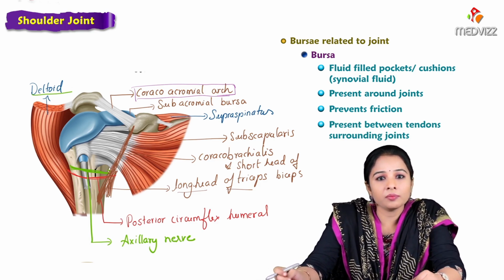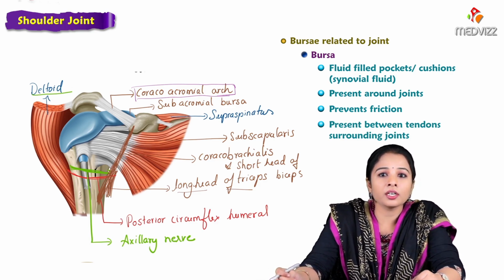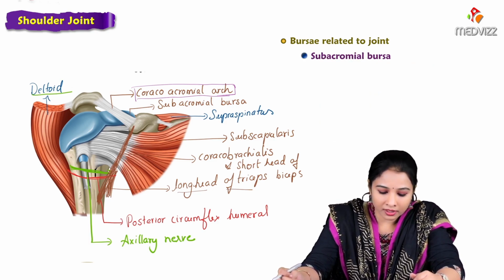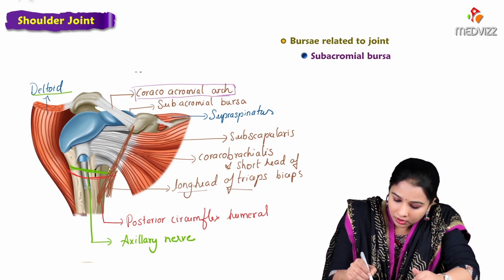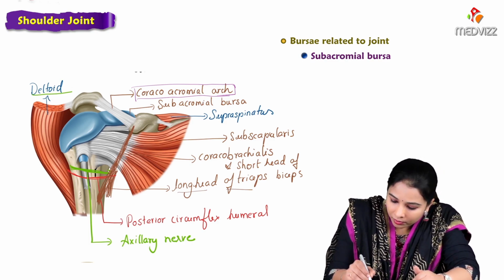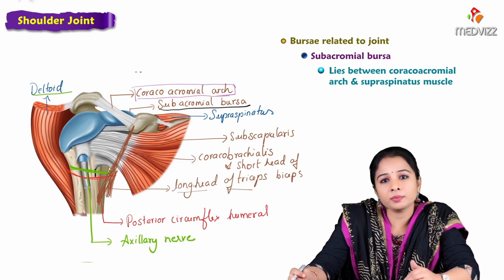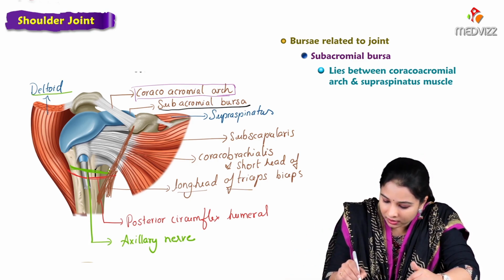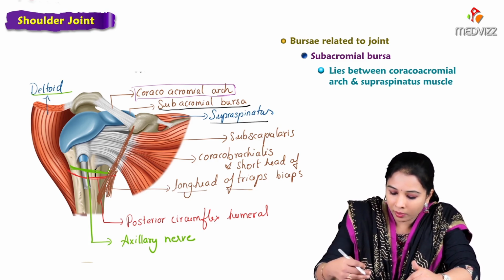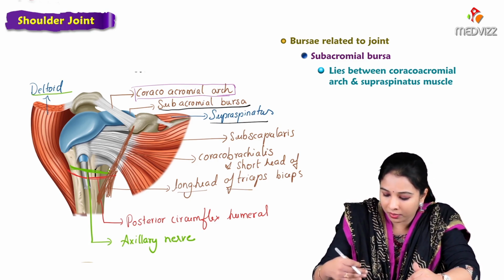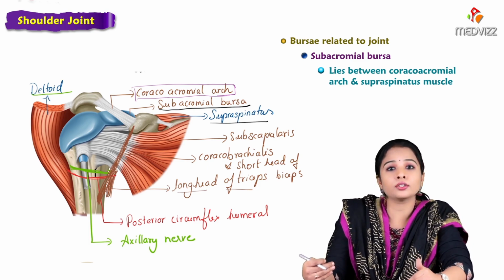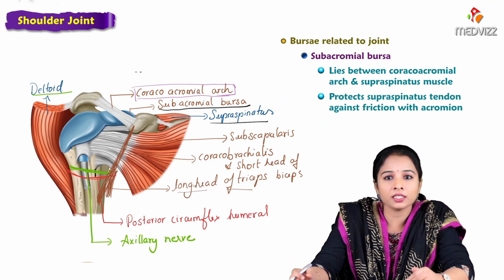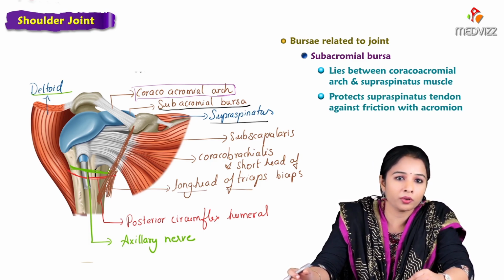There are several bursae related to the shoulder joint, but the important ones are, first, the subacromial bursa, which means it is below the acromion process. This is the subacromial bursa, and it lies between the acromial arch and the supraspinatus muscle. We can see this is the supraspinatus muscle. Above it is related to the coracoacromial arch and below it is related to the supraspinatus muscle. It protects the supraspinatus tendon against friction with the acromion process.